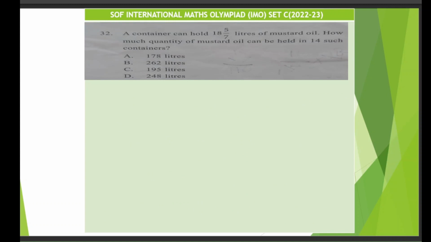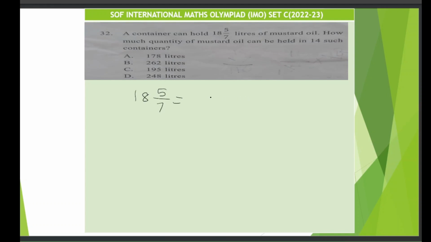Let's start with question number 32. Question number 32 says a container can hold 18 5 by 7 liters of mustard oil. How much quantity of mustard oil can be held in 14 such containers? Simple, we just need to multiply what one container can hold with 14 to understand how much will be the quantity of mustard oil. So 18 5 by 7, first let's convert it into an improper fraction.